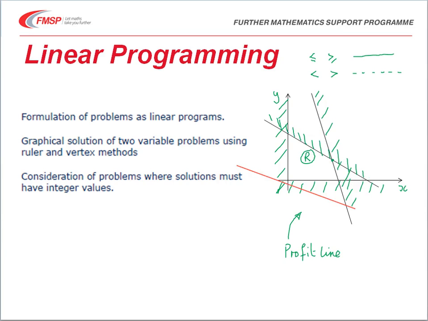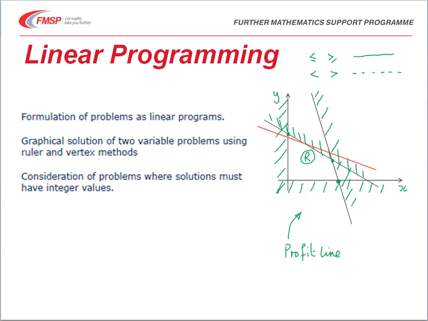Had we had a slightly different profit line, however, we can see that this time it's the point near the top of the region which is the final point to be exited. Now the fact that it is always going to be at one of the vertices gives an alternative method for finding the profit, and that is to look at each of the vertices in turn, determine the profit at each of those vertices and look for the maximum.